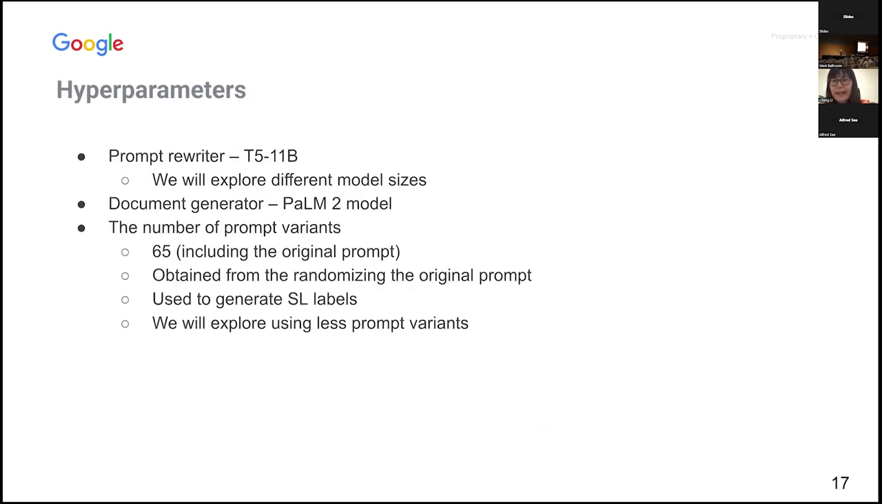We use T5 11B as our prompt rewriter, and we will explore different model sizes later. The PaLM-2 model is used as the document generator. The number of prompt variants is set to 65. We will also explore using fewer prompt variants later.